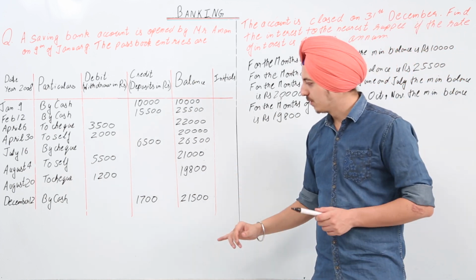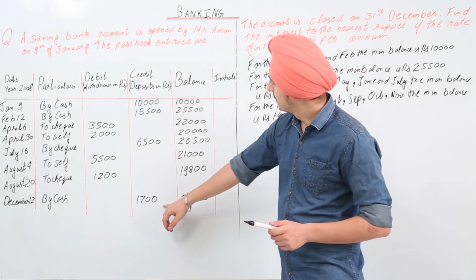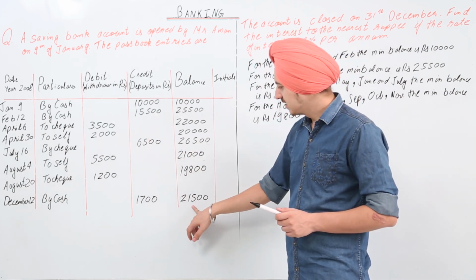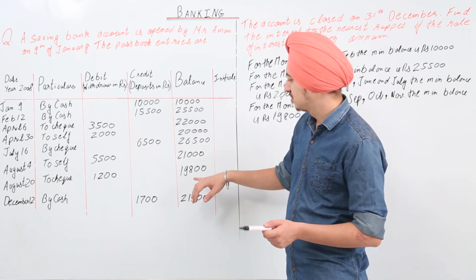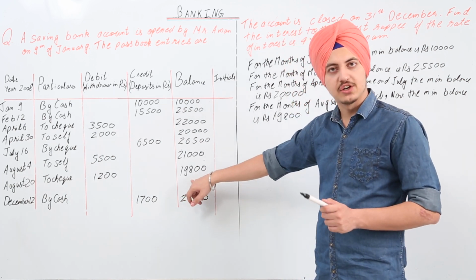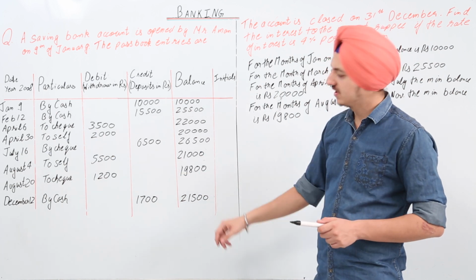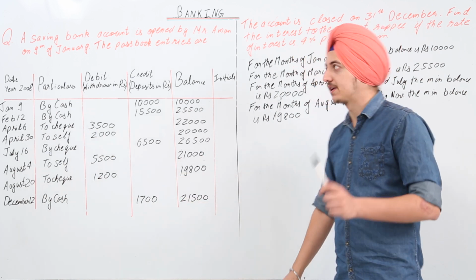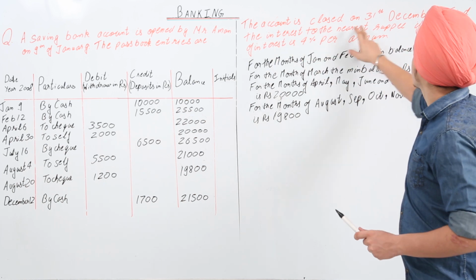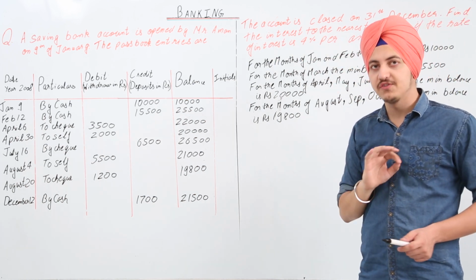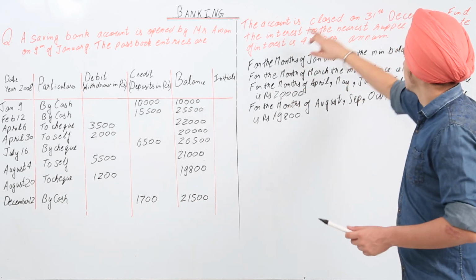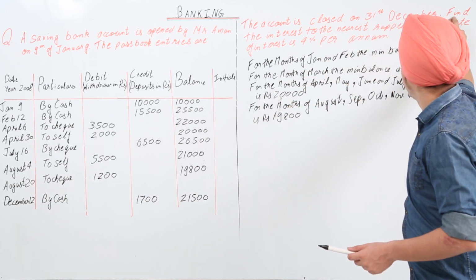Now in December, what happens is that there is a deposit of rupees 21,500. So minimum balance for December would still be 19,800, because on the 10th and 11th the balance is 19,800. But the account is closed on 31st of December. So there will be no interest for the month of December also. We've already done this. So there will be no interest for the month of December.